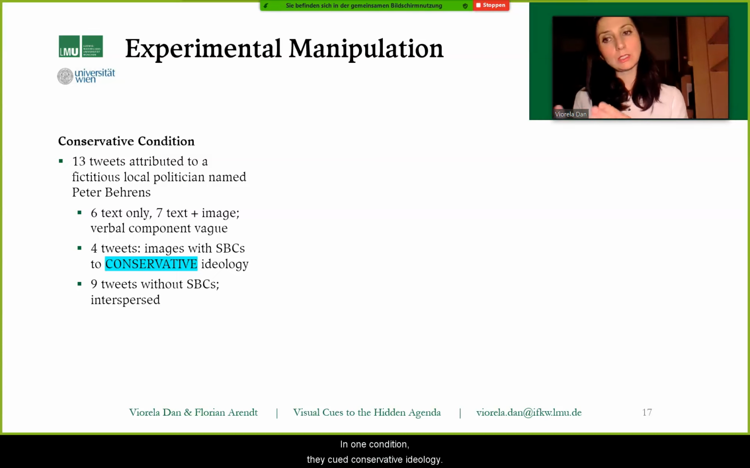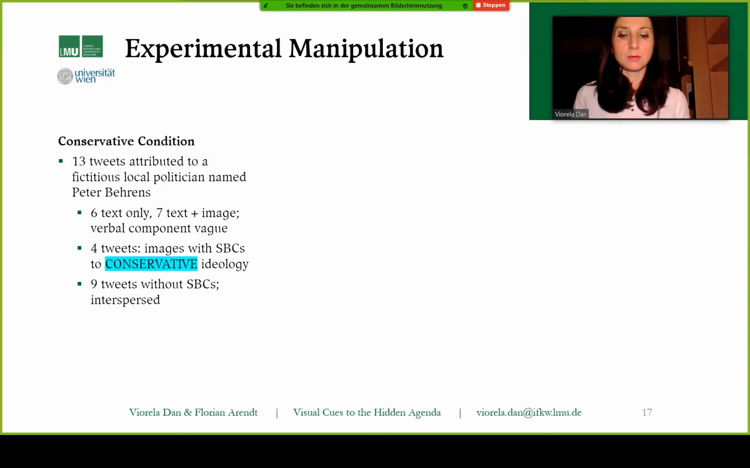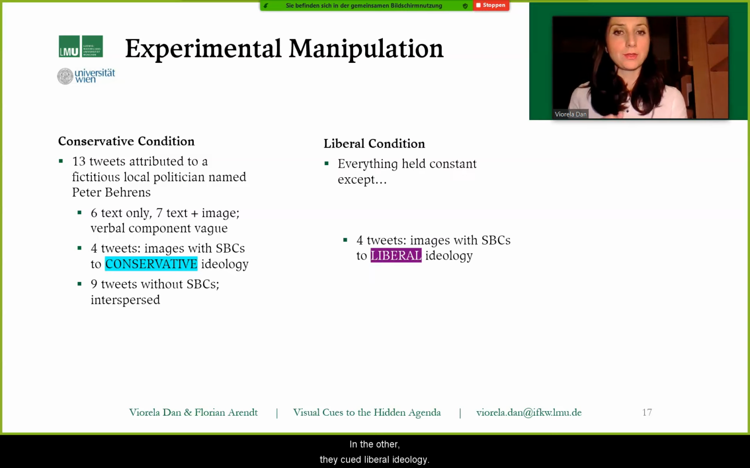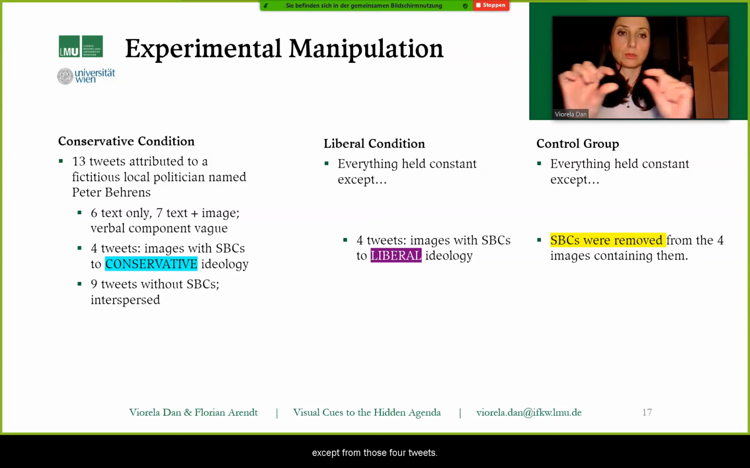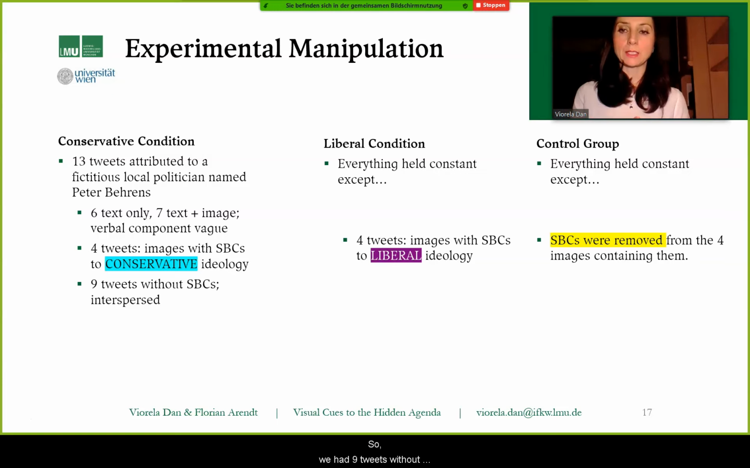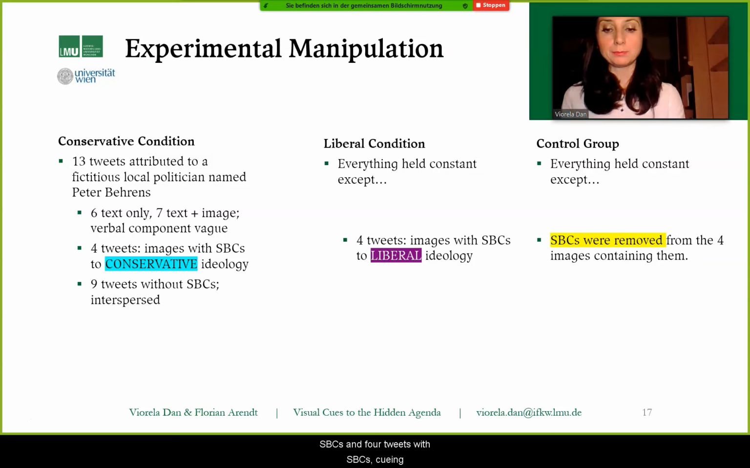In one condition, they cued conservative ideology. In the other, they cued liberal ideology. And in the control group, they were removed from the images containing them. So everything was held constant except for those 4 tweets. So we had 9 tweets without SBCs and 4 tweets appealing to one or the other ideology.